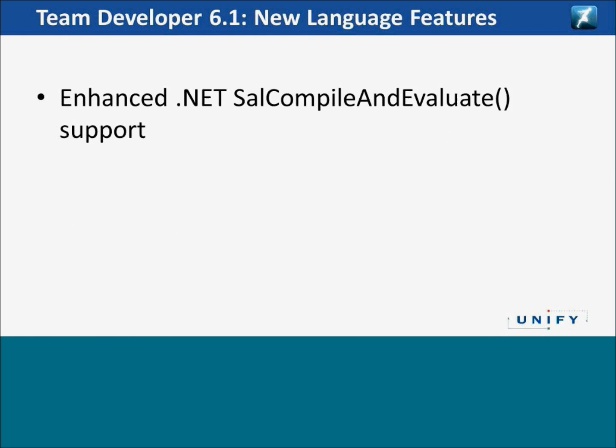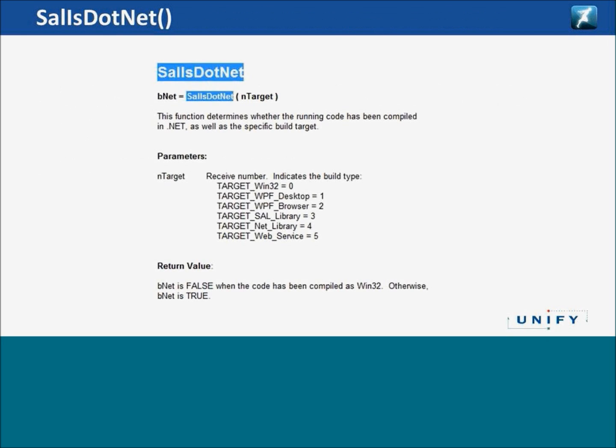There are a few new language features in TD 6.1. One is enhanced .NET SAL compile and evaluate support. Basically, you can call your own functions and methods from SAL compile and evaluate now. And we have a new API, SalIsNet. Here's the definition of that. Basically, it tells you on what platform you are running. It tells you if you're running on Win32, as a WPF desktop application, as a WPF browser application, as a SAL library, a .NET library, or a web service. So basically the build target is returned to you, and you can then create build-target-specific code.